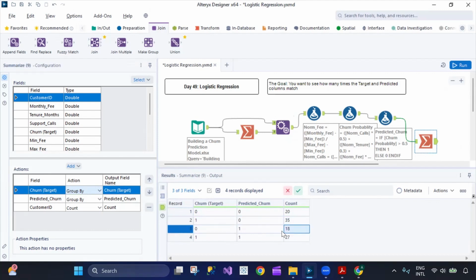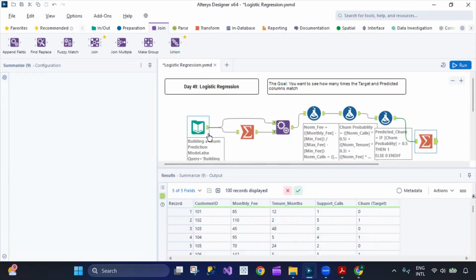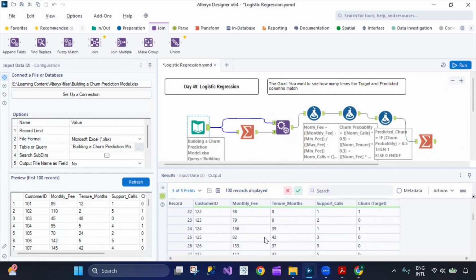Second thing is the 18. The churn target was 0, set as 0. So the business assumed that 18 customers will never call back. But as per their minimum fee, maximum fee, and all these logics, we got 1. So we need to focus on what the issue was. The second and third are both issues. So business will take a decision on that, and they might go and fix the data, or they look into the fee, or they look into the tenure months or the support calls, right?